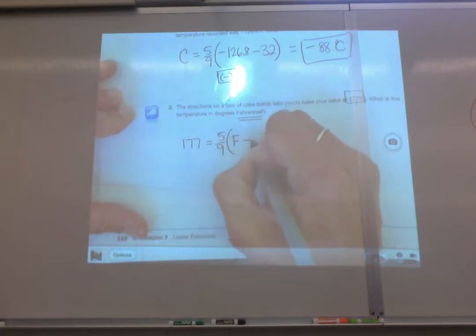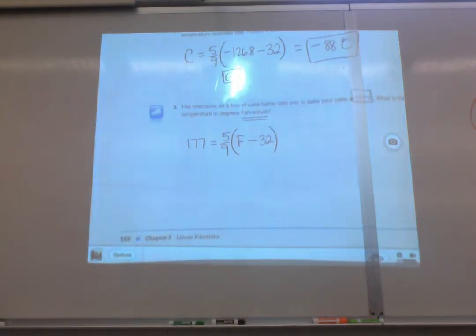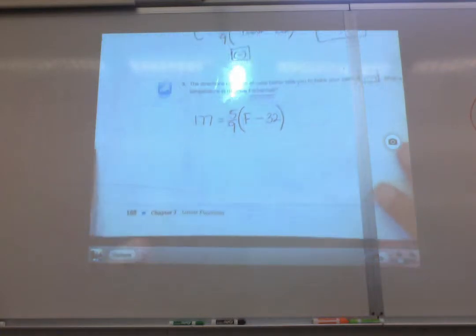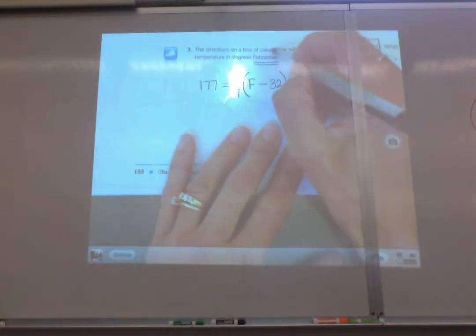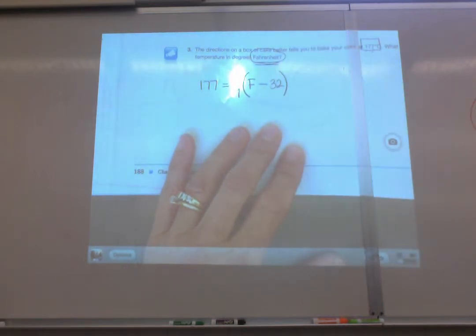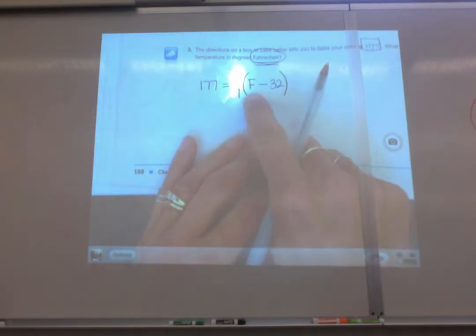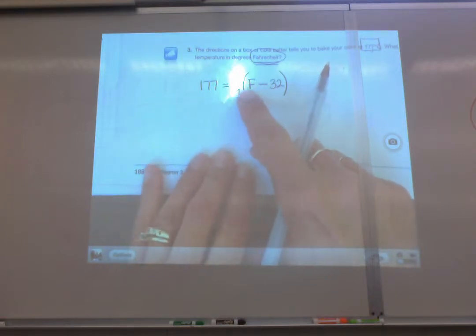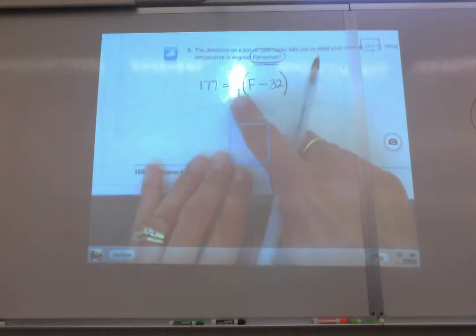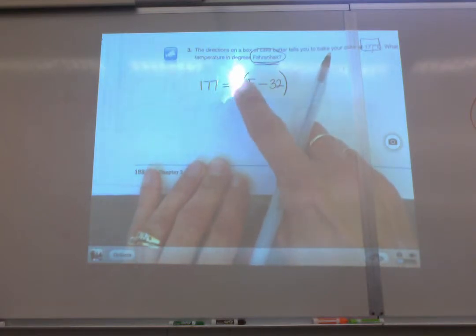Now I've got to go -32. Oh, that's going to be tricky. That's going to be tricky because what they're asking me to do is get Fahrenheit all by itself. But it's buried deep inside of a parenthesis. The first thing I need to do if I want to get that F out of a parenthesis is if there's a number in front, I've got to get rid of it. We've dealt a tiny bit with fractions like this. A trick. We're going to flip that fraction and times.